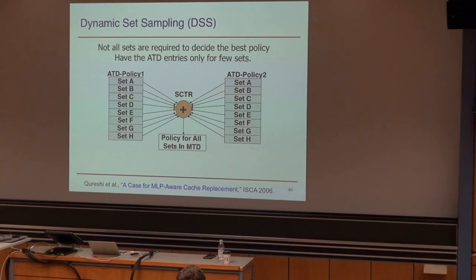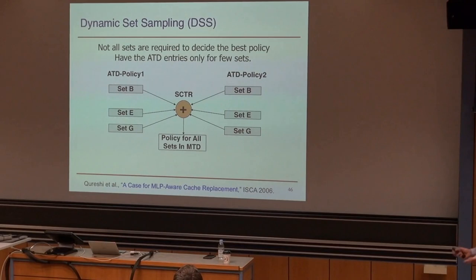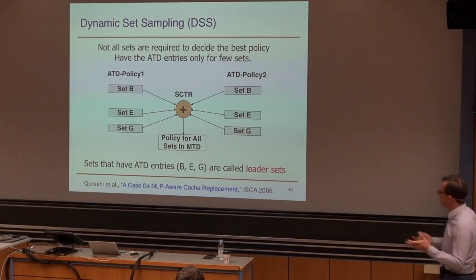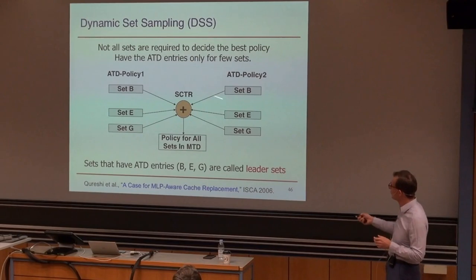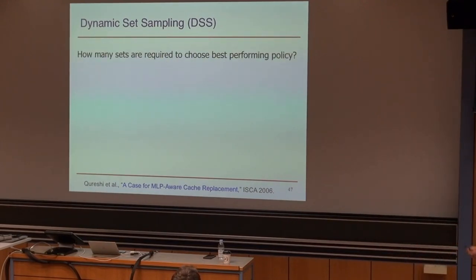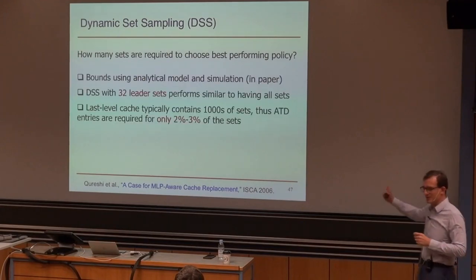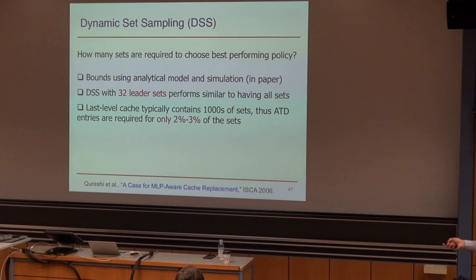So one other option is basically do set sampling. And this is an idea that's used in existing systems for other purposes also. But basically, as opposed to implementing multiple tag stores in full for the entire cache, you sample some sets, let's say randomly. This paper does it randomly. So you have auxiliary tag directories only for a few sets. Now you reduce the cost. These are called the leader sets. And they update the counter, and all of the follower sets follow what policy is good for these sets. Of course, the question is how many sets are required to choose the best performing policy. There's an interesting detail in the paper that has some analytical model, and it shows that with 32 leader sets, you're good enough, basically.